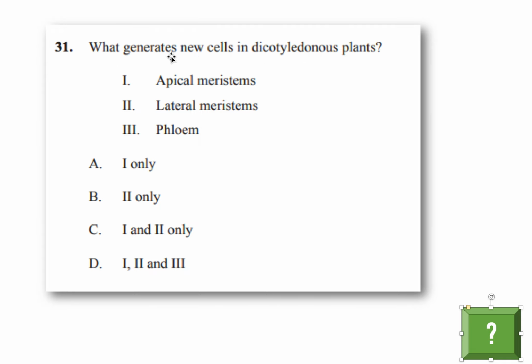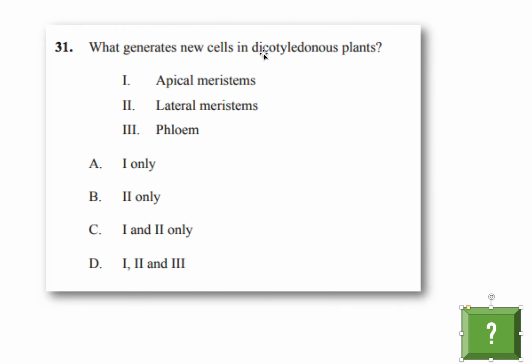Okay, so let's break down this sentence. Generates new cells. That just means mitosis, right? Dividing cells to make more cells, because all cells come from pre-existing cells, right? That's from the cell theory. So to make a cell, it's got to come from a previous cell.